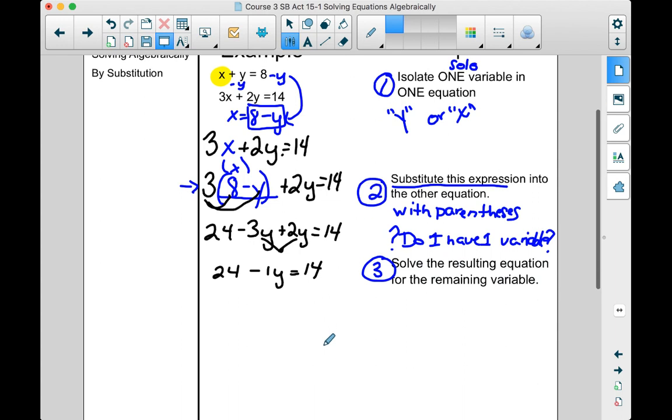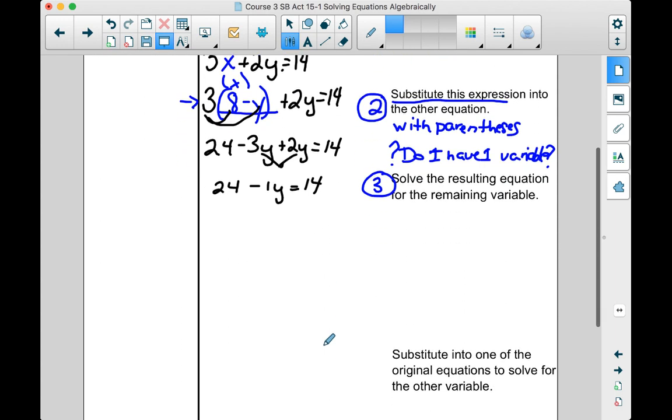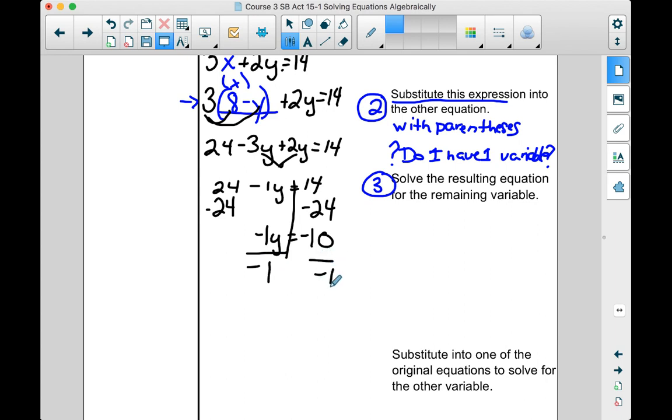I'm going to go ahead and just keep going down. So here, if I want to isolate my variable, I'm going to subtract 24, subtract 24. So negative 1y equals negative 10. Divide by negative 1, divide by negative 1. Y equals 10, because my negatives cancel. So I've got my y value.